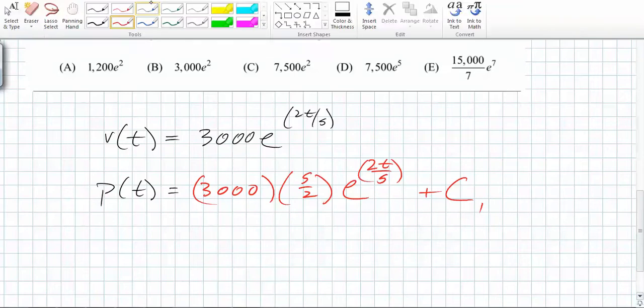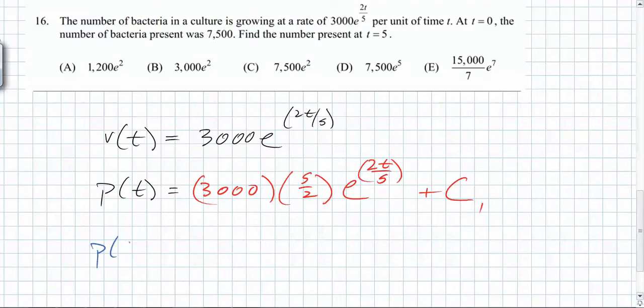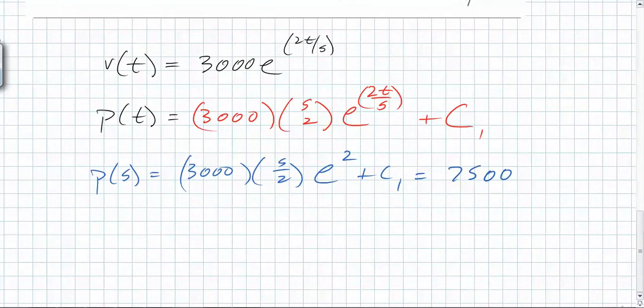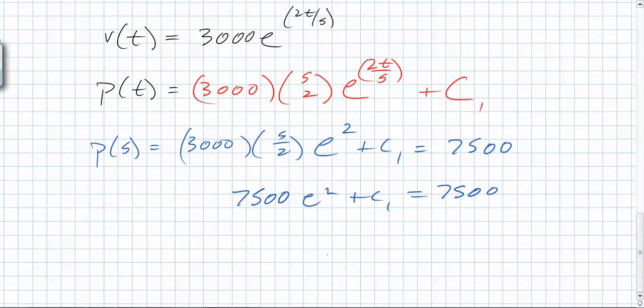When t equals 5, so we know p of 5 is equal to 3,000 times 5 over 2 times e to the what? 2, right? Let's just square it because you plug in 5, it cancels, right? Plus c1, and what does that equal? No, 7,500, right? So you have 7,500 e squared plus c1 is equal to 7,500.